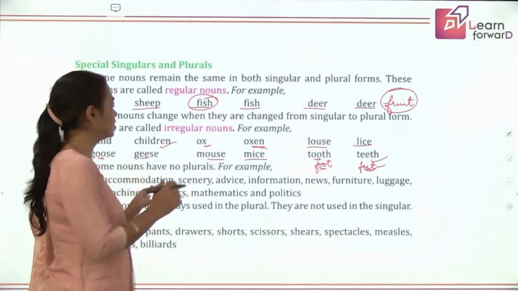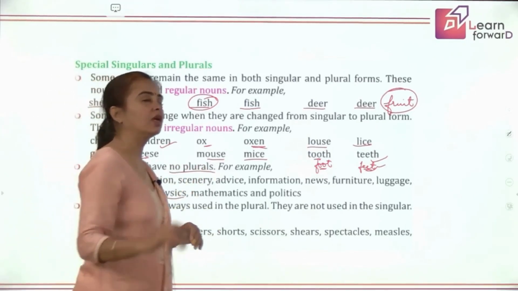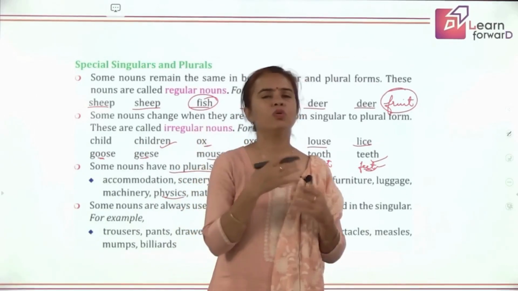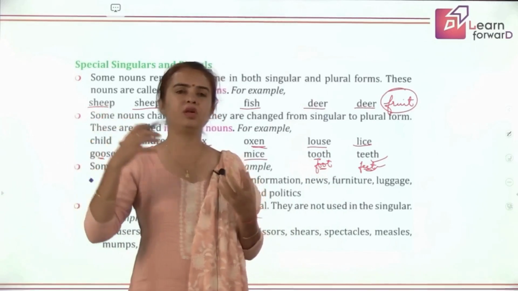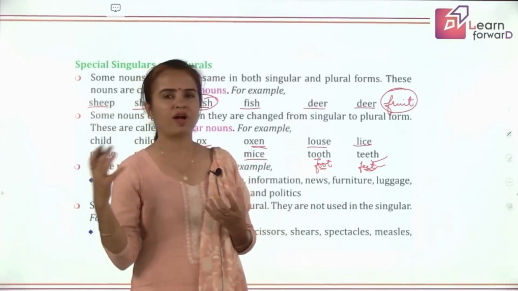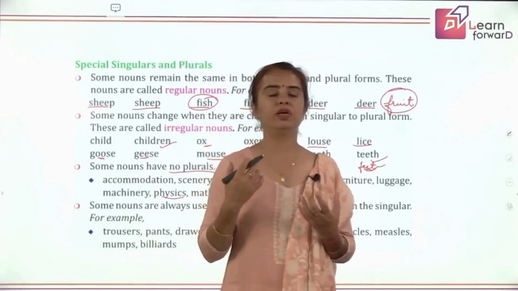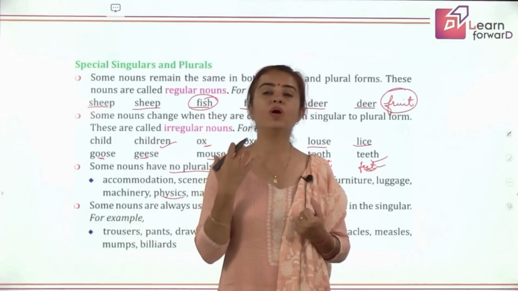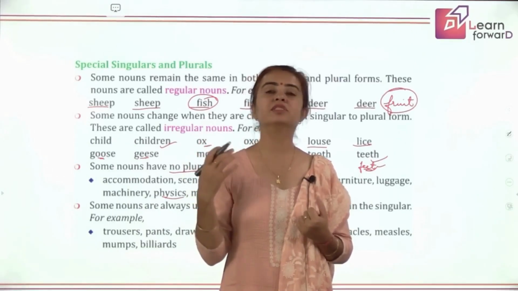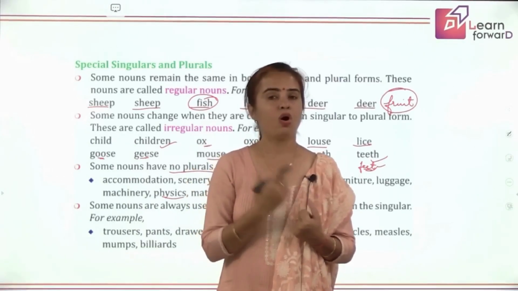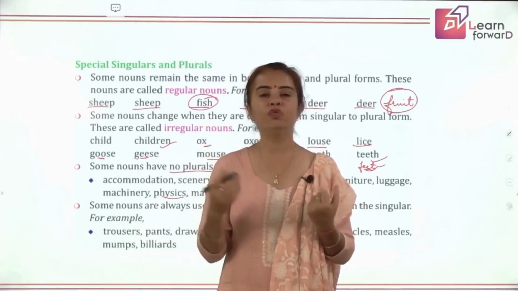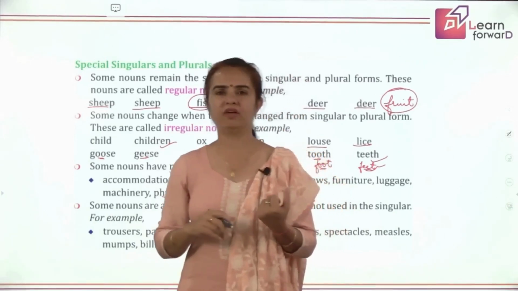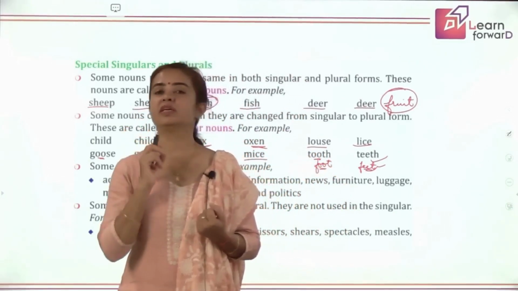Now, some nouns have no plurals. That means they are always used in singular. For example, in furniture, you count so many things at home. Your table, your chair, your TV, your cupboards, your wardrobes, everything is included. Your cabinets, they are all included in furniture, isn't it? But when you are scrapping it out, you will say, I am scrapping my furniture. Or you are buying a new one, you will say, I'm buying new furniture. If the furniture is old, you will say, my furniture is old enough. So you are always using it as singular.